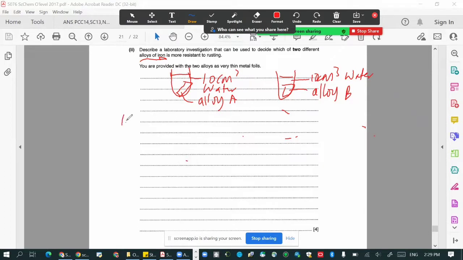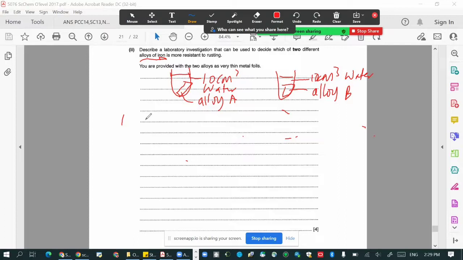Your first step would be to weigh the alloy, the metal foil, and record the mass. Then when it rusts, the mass of the alloy will increase, because it will be oxidized. It will become oxide, so the mass will definitely increase. Iron will become iron 2 and then subsequently iron 3 oxide. That's why the mass will increase. So we find out the percentage increase in mass.